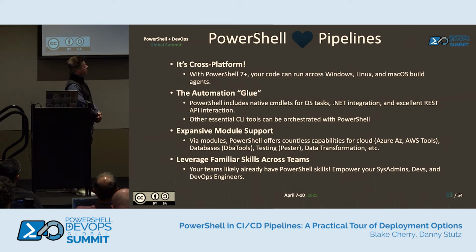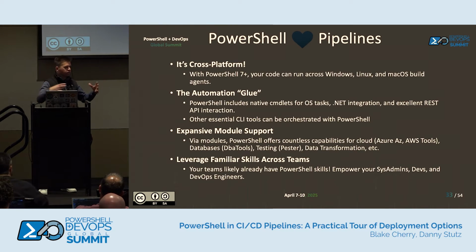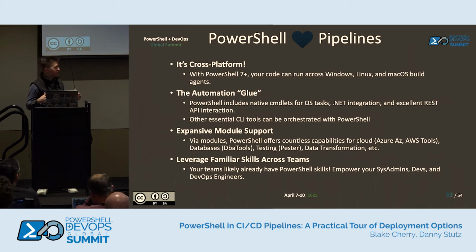Now, PowerShell is a great fit for running in pipelines for a few reasons. First and foremost, with PowerShell 7, it's cross-platform. So you can author one pipeline and run that same pipeline across Windows build agents, Linux agents, and even Mac agents. It also makes a great glue amongst your other automations in that you can use PowerShell with its native OS and file system capabilities, its .NET integrations, and excellent REST API interactions to orchestrate other tooling. So that might be as simple as calling AZCLI in PowerShell, or you can go as deep as, again, API interactions using PowerShell to bring it all together in your pipeline.